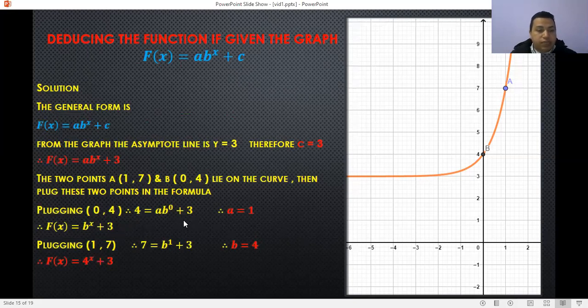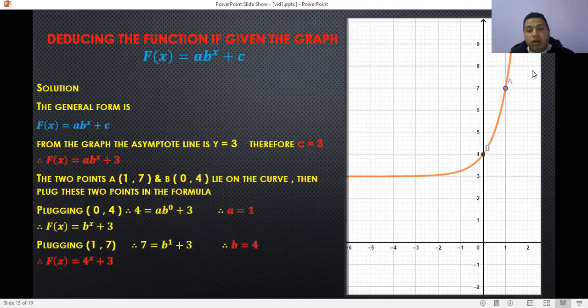Again, do the same technique by plugging in the point (1, 7) here. Then 7 equals b to the power 1 plus 3, and you can deduce the value of b, which is equal to 4. In general, you have the function f of x equals 4 to the power x plus 3.